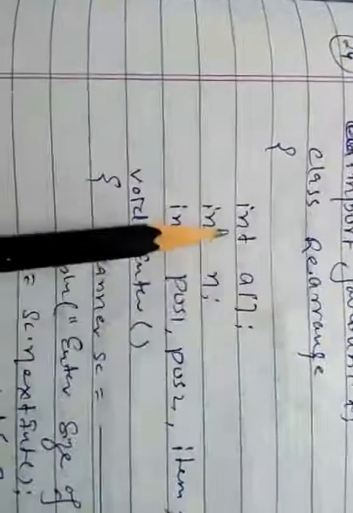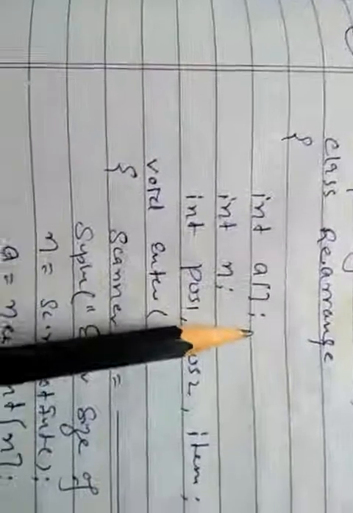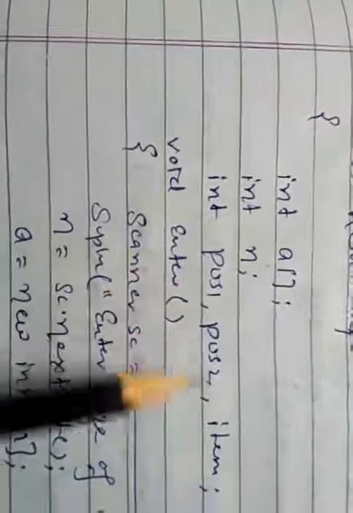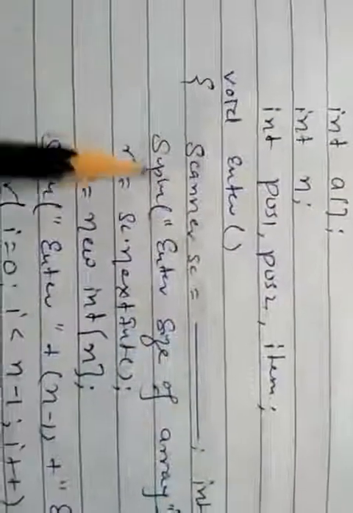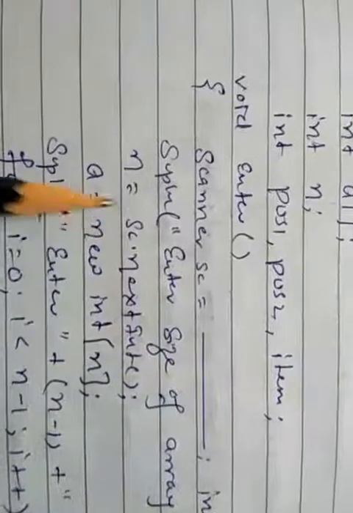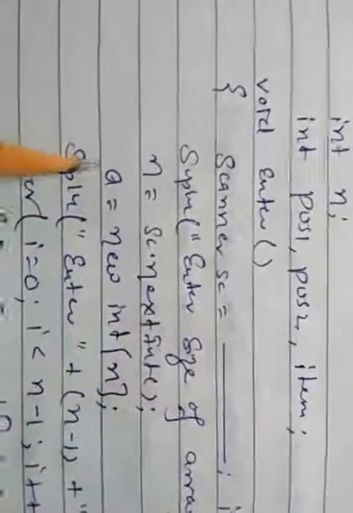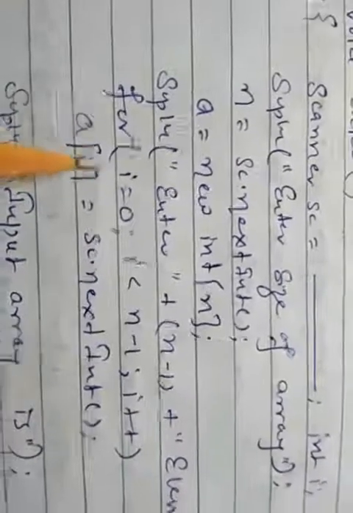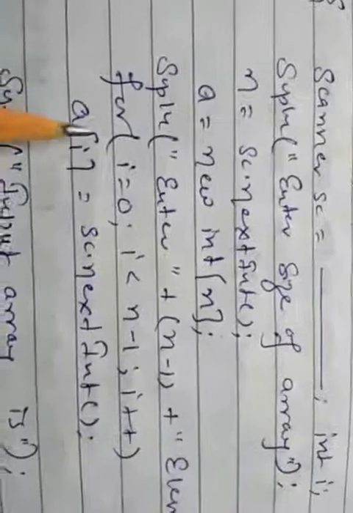So here import java.util.*, for importing a package. Class Rearrange, integer array A, and we will not mention the size here, integer n, integer position1, position2, and item. Void enter, and this is the line of the scanner. Enter the size of the array, so n equals sc.next, and after that we will mention the size of the array for A. Now enter the n minus 1 elements in the array, so the last box will be empty for the insertion. So we require one extra box in the array.